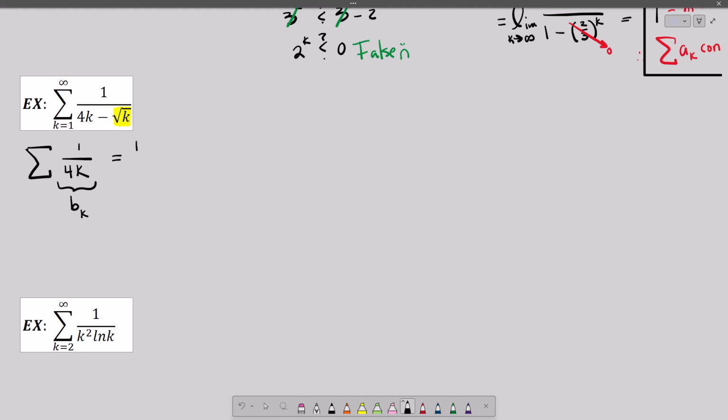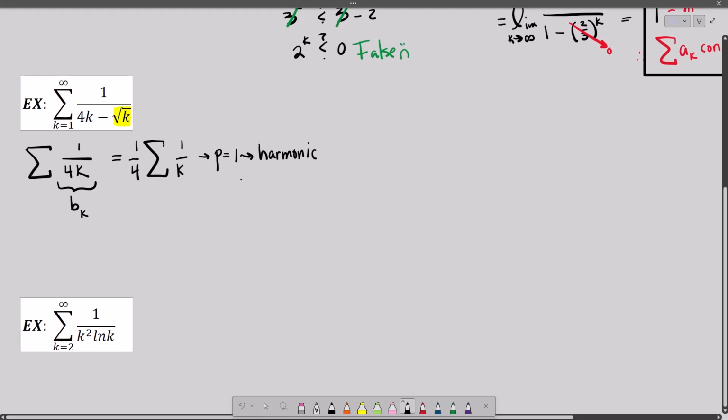Now you certainly can factor out that 1/4 here if you're trying to analyze the b sub k series, right? Because that 1/4 multiplication doesn't change convergence or divergence. So what kind of series is this? Harmonic. It's harmonic. And what's the value of p? 1. So you could say that this is harmonic, and that means that it diverges.